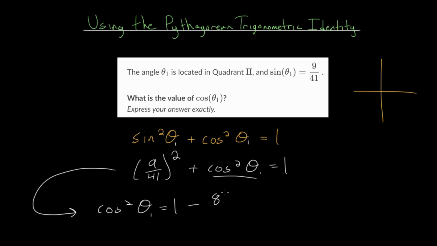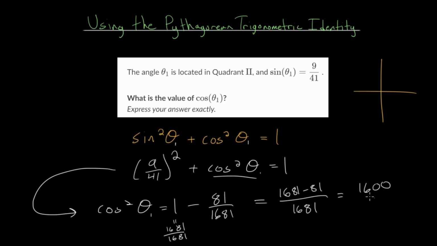9 squared is 81, and 41 times 41 is 1,681. Now we're subtracting fractions, so let's simplify that before we take a square root of everything. We'll have a common denominator of 1681. Now 1 will just become 1681 over 1681. So we will subtract 81 from 1681 to get 1600 over 1681.